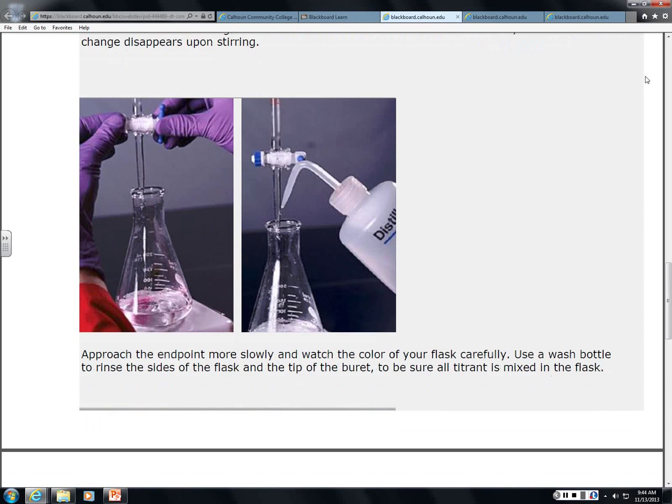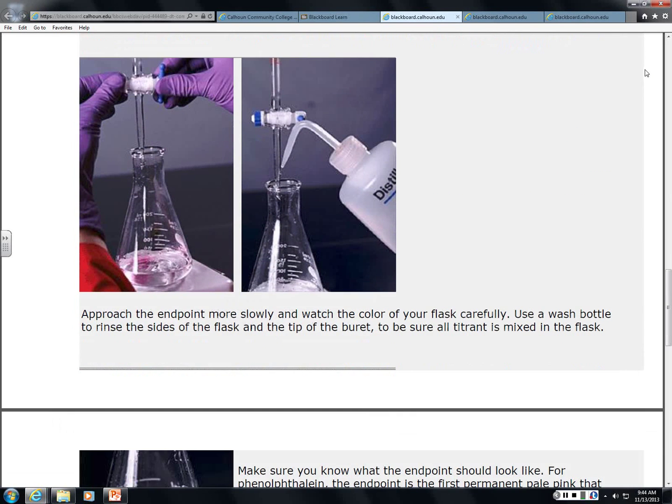As you get closer to the end point, technically we're supposed to take a wash bottle and rinse the sides of the flask. That's to ensure that all the base is getting down into the flask, and not on the sides, because technically whatever comes out of your burette should be in contact with the solution below.